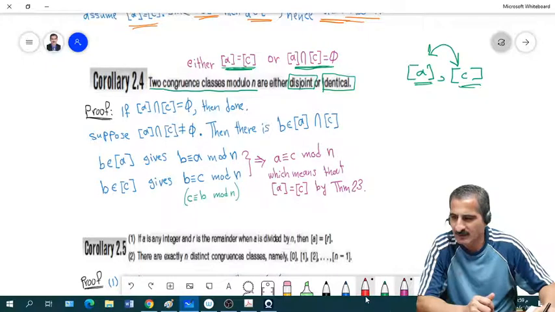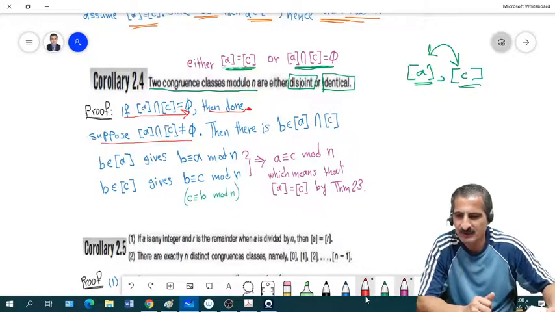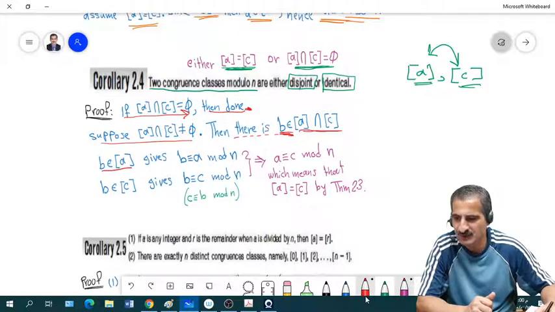Now, if we find them disjoint, the intersection is empty, then done. Then we do nothing. Then we achieved it. Okay. Suppose this is not true. Suppose this is not achieved, which means their intersection is not empty. And because their intersection is not empty, that means we have an integer that belongs to their intersection, which means that integer belongs to each one of them.